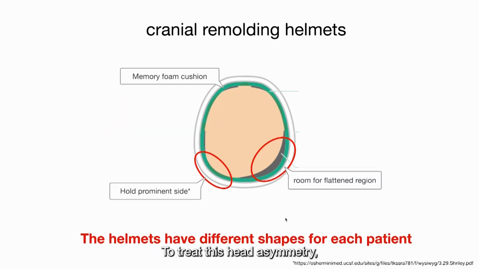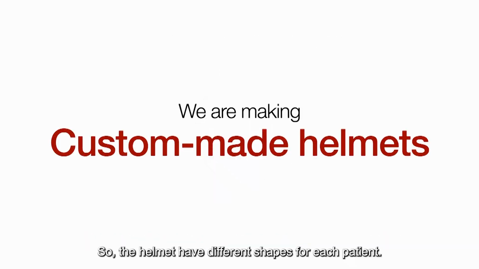To treat this head asymmetry, the helmet molds the prominent side of the head and allows room for the flattened region to grow. So the helmets have different shapes for each patient. So we are making custom-made helmets.